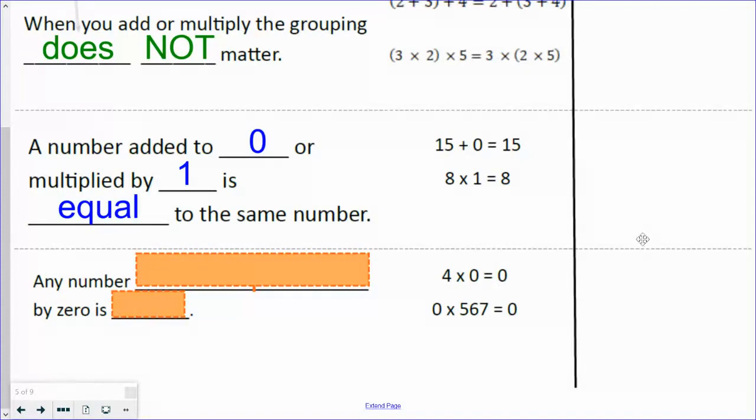All right. Now we have the zero property of multiplication. Any number multiplied by zero is zero. That's one of the things you've learned when you first started multiplication. Okay? And it's actually a property.